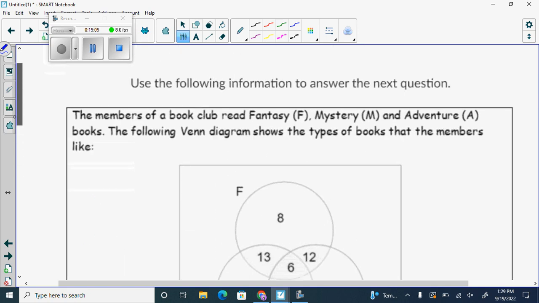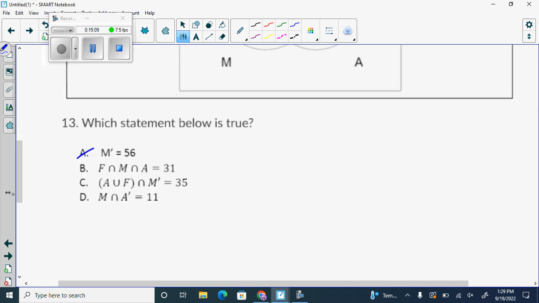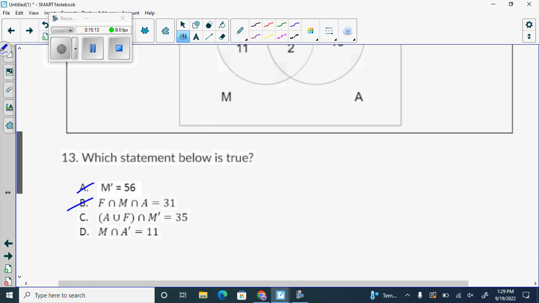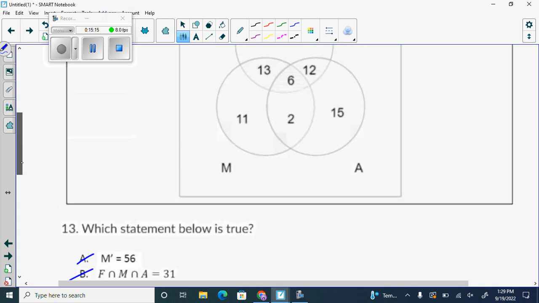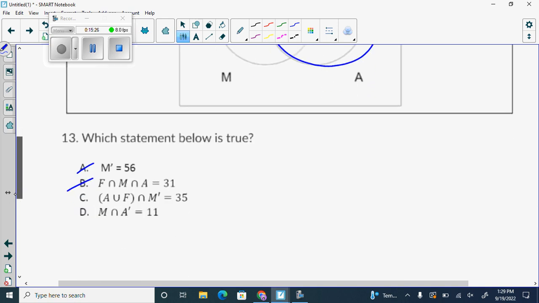Did everyone? Yeah. Then I have F and M and A, which is 6. So that's not true. Then I have A or F, but not M. A or F is the snowman, but not M. So I kick out all the M ones. So this is 27 plus 8, which is 35. Ah, it's C.